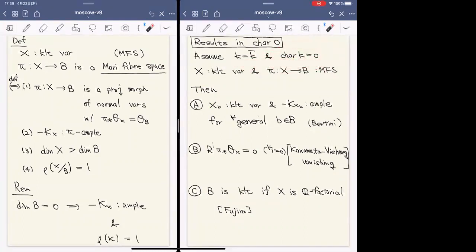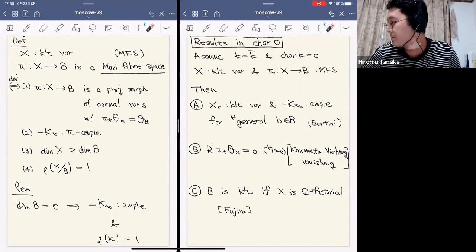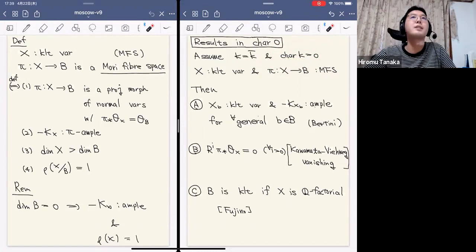Do you mean that you use Bertini and argue by induction on the dimension of B? Yes, I think so. We cut finitely many times, so we apply it finitely many times. So in that sense, we apply induction.